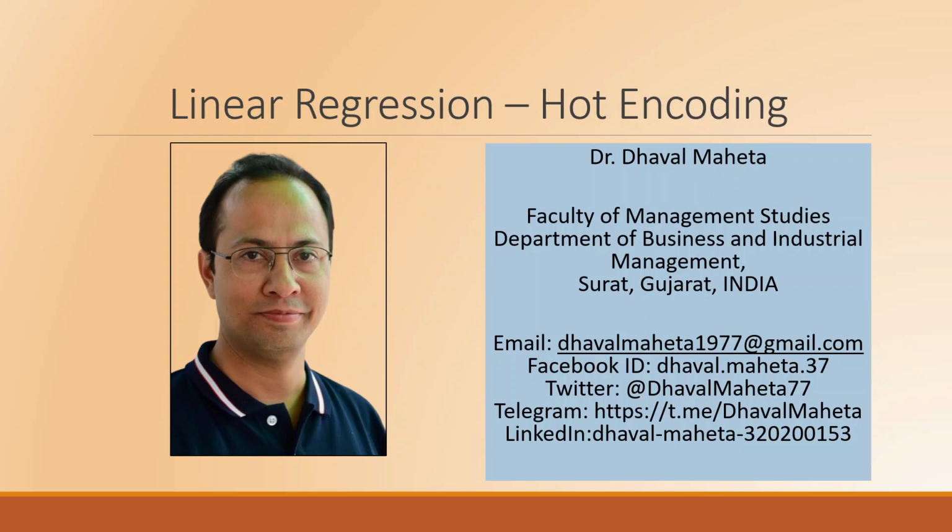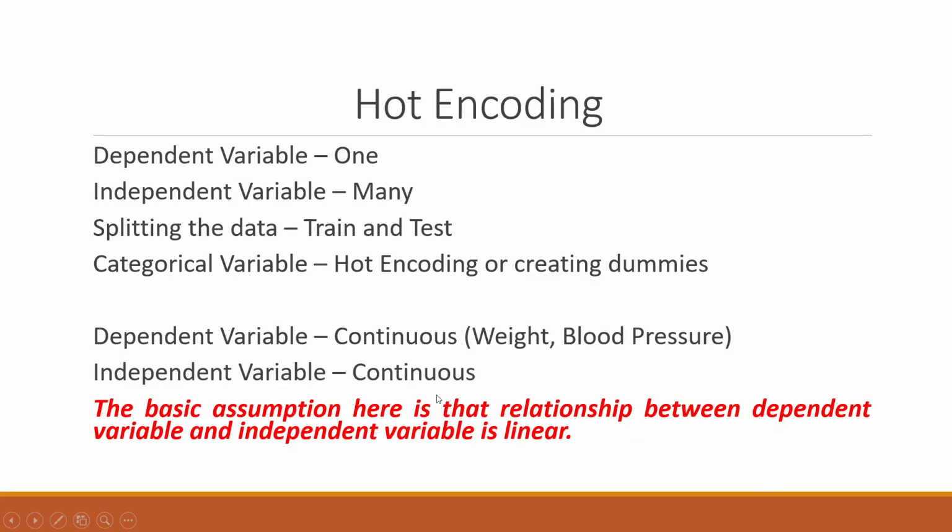This is Dr. Dhaval Maheta, and today we are going to understand how to run linear regression analysis with one hot encoding in RapidMiner. We run regression analysis when we have one dependent variable and many independent variables. Splitting the data, for this, we will split the data into train and test data sets.